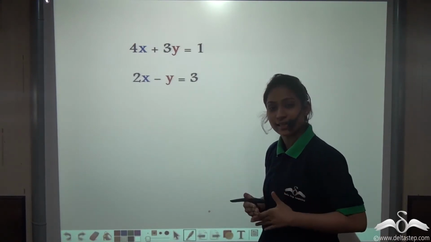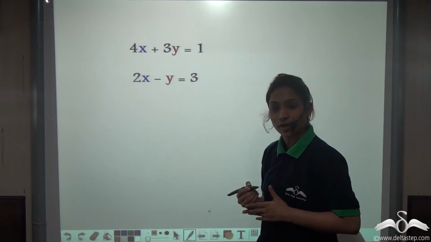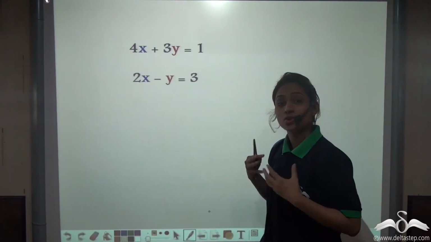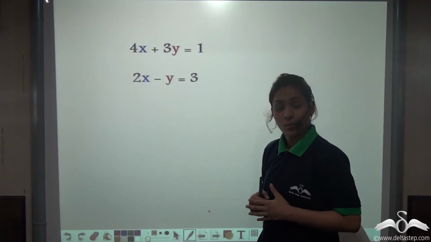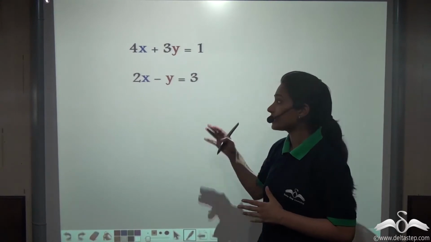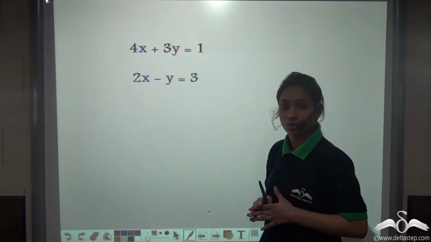These lines intersect each other, and that intersecting point is taken as the solution of both the lines. What if these lines do not intersect each other? Well, that may be the case that they do not intersect each other. Let's see whether these lines intersect each other or not.